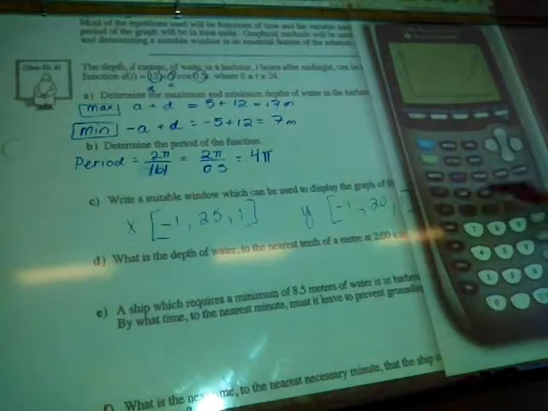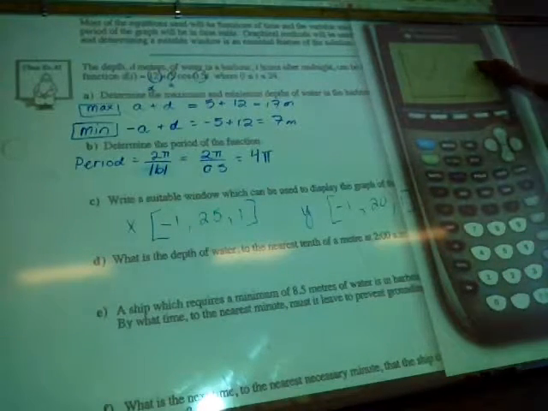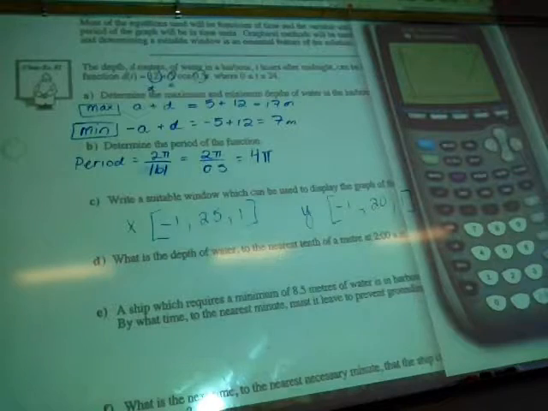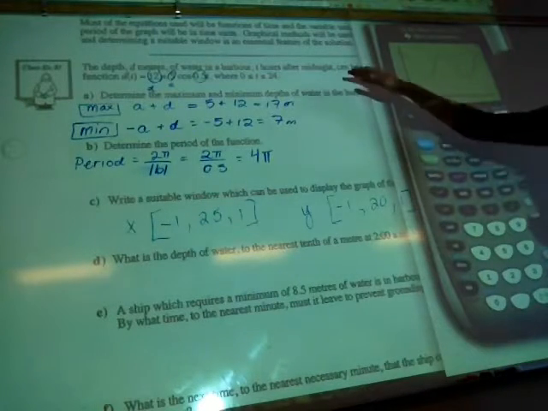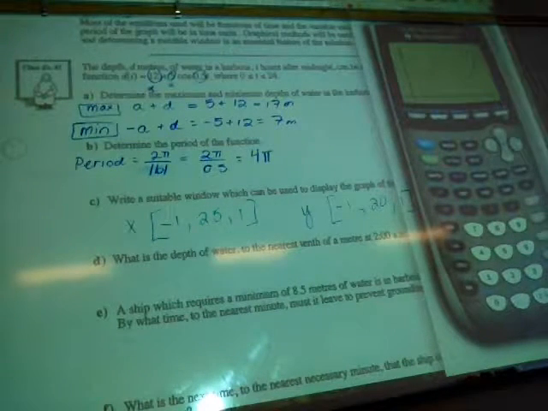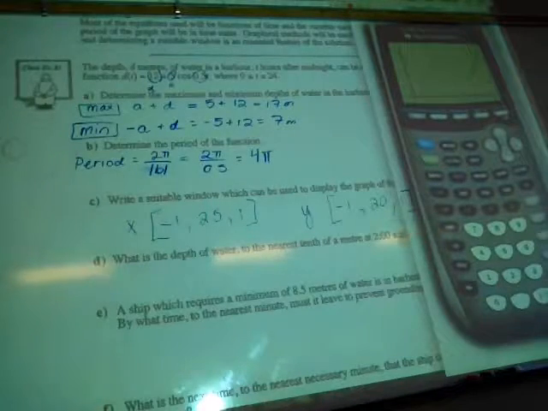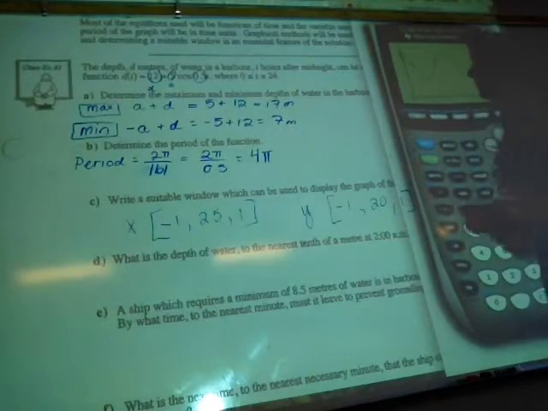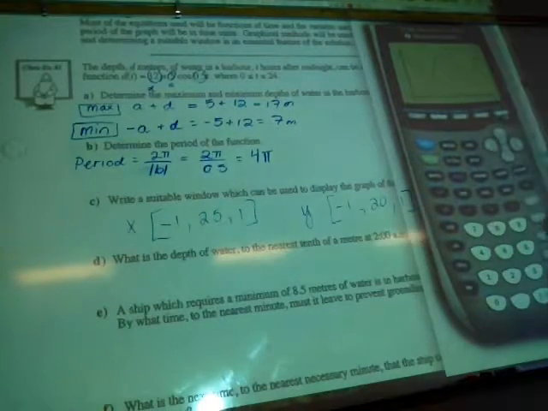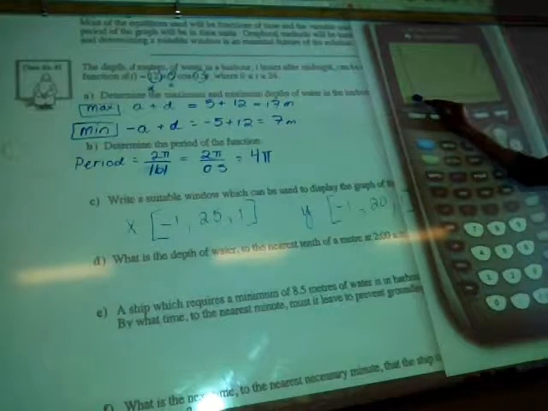Okay, so we have our function described here in the graph. Let's just reread what they tell us. They say the depth, d meters of water in a harbor, t hours after midnight, can be graphed by the function given, and we're between 0 and 24. So if time is t hours after midnight, what hour is right here?